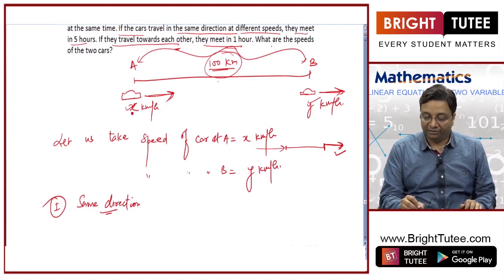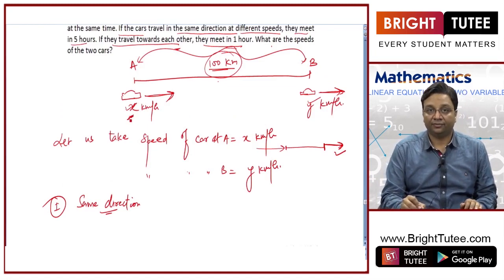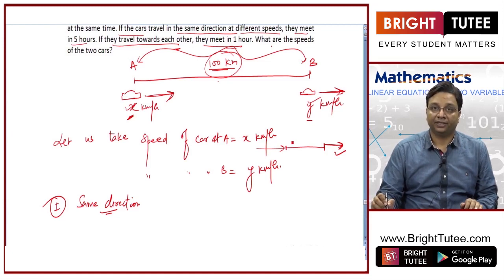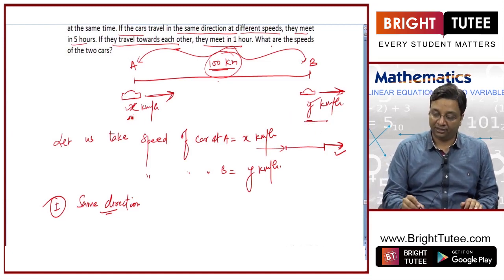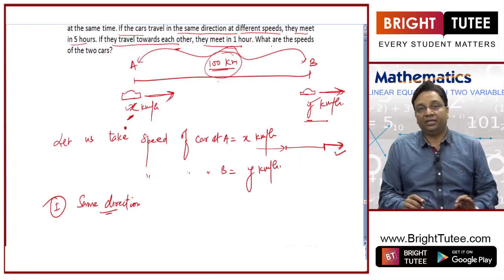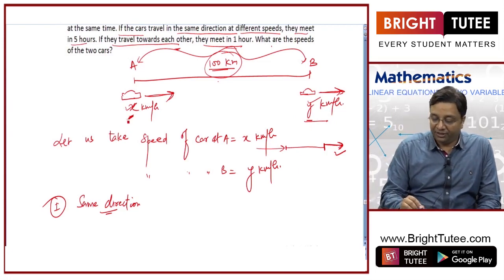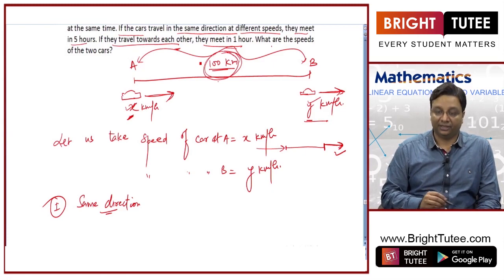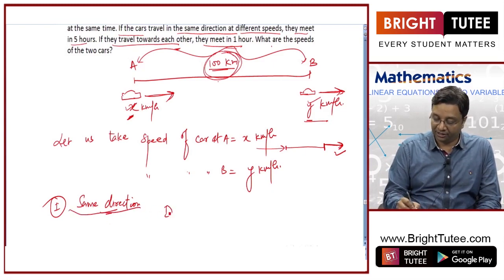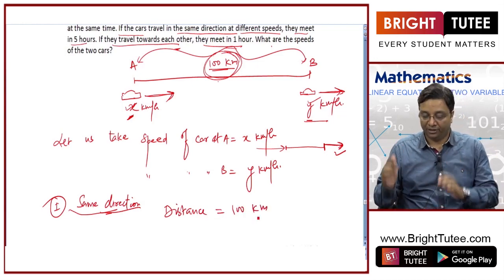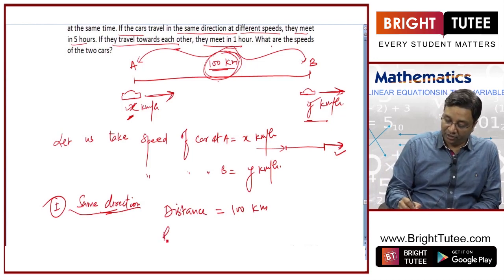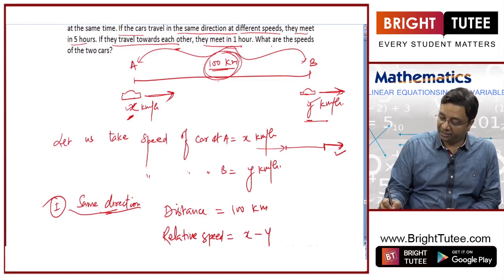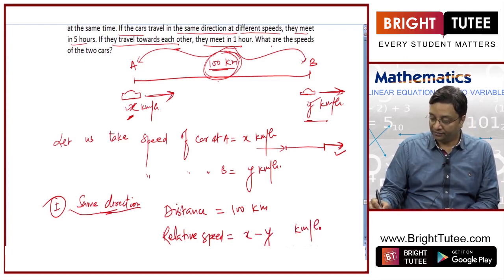So, what will be the relative speed of this car with respect to this car? This is traveling at y kilometer per hour, this is traveling at x kilometer per hour. So, what will be the relative speed? It will be the difference of these two speeds, right? So, to cover this distance, when they are traveling in the same direction, the distance to be covered is 100 kilometers, the gap, and the effective speed or relative speed will be equal to x minus y kilometer per hour.